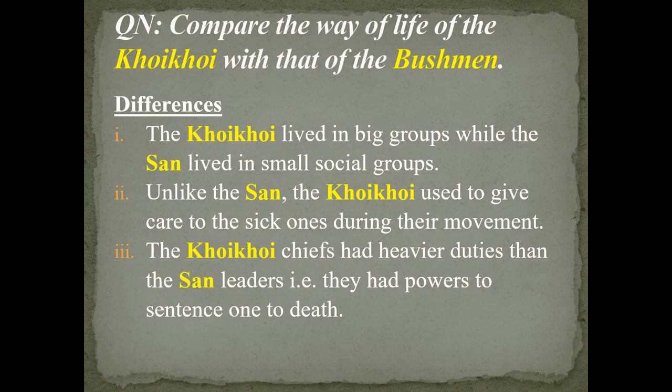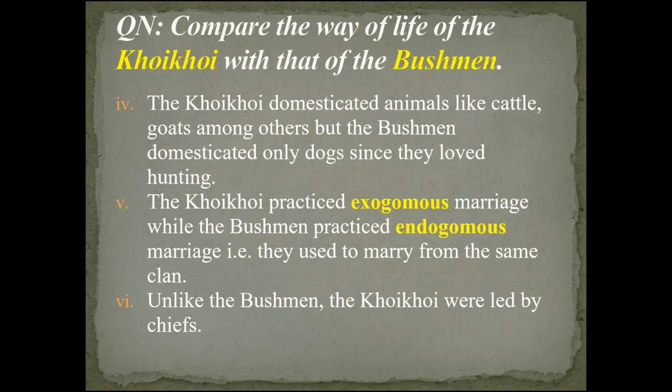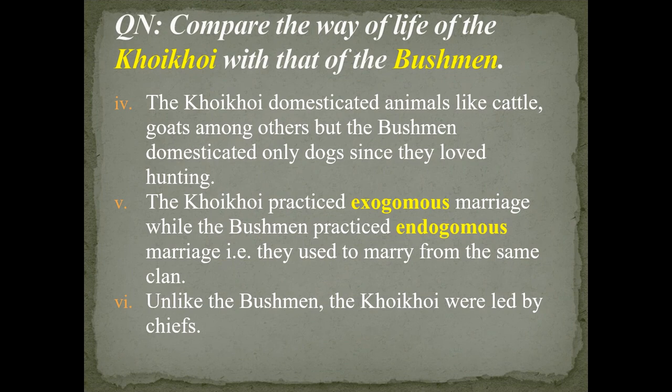The Khoikhoi chiefs had heavier duties than the San leaders. So the San leaders were powerless. They didn't have powers. For the Khoikhoi chiefs, we said they had powers even to sentence someone to death. Then the Khoikhoi domesticated the animals. They kept the animals. They were cattle keepers. Animals like cattle, goats, and sheep, whereas the San only kept dogs for hunting.